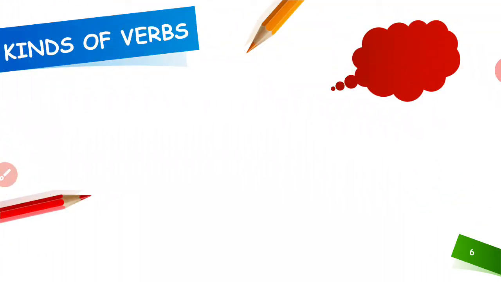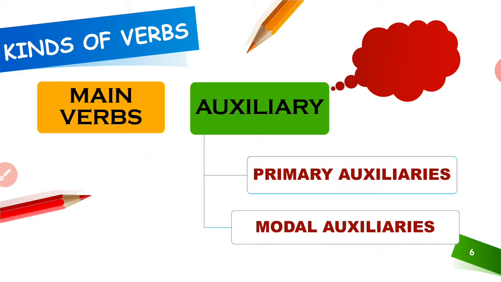My dear children, there are kinds of verbs. Let's see. There are two main kinds, that is the main verb and auxiliary. Auxiliary is nothing but helping words or helping verbs. Primary auxiliaries and modal auxiliaries.